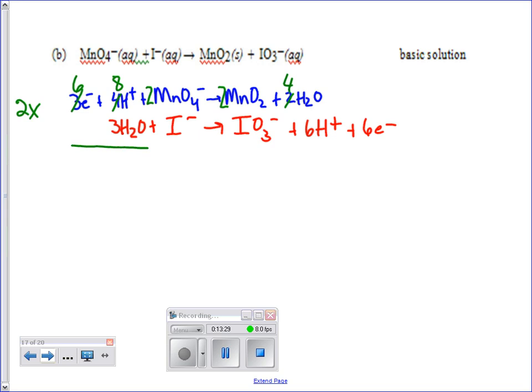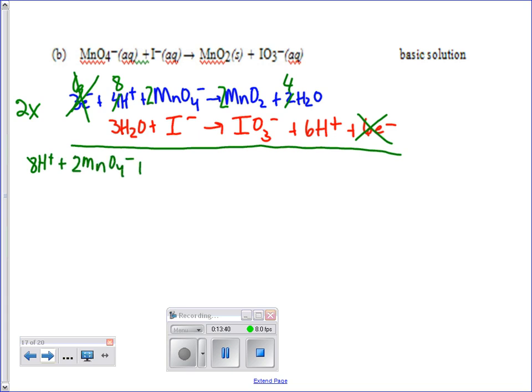Okay, let's add these up. We can cancel the electrons immediately. So I get 8 H+ plus 2 MnO4- plus 3 waters plus an I- gives us 2 MnO2 plus 4 waters plus IO3- plus 6 H+.